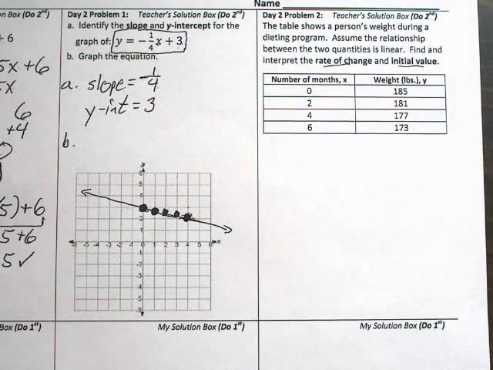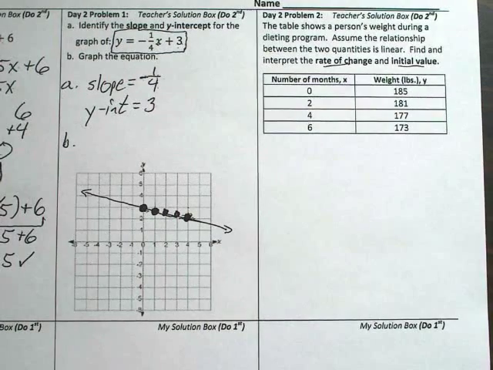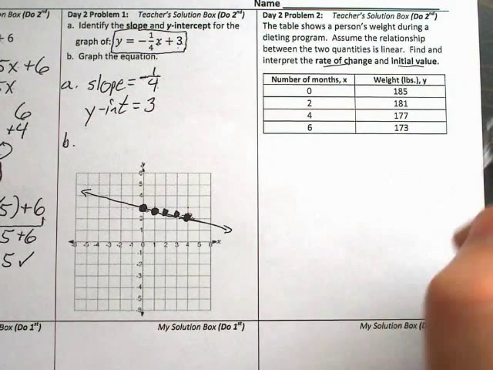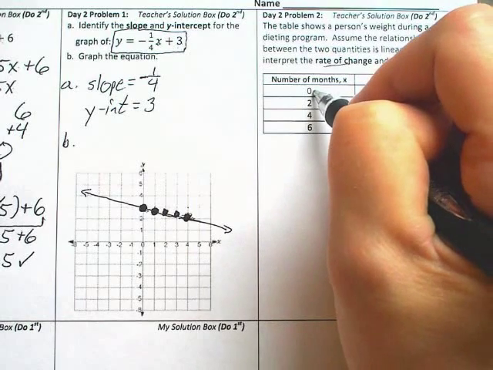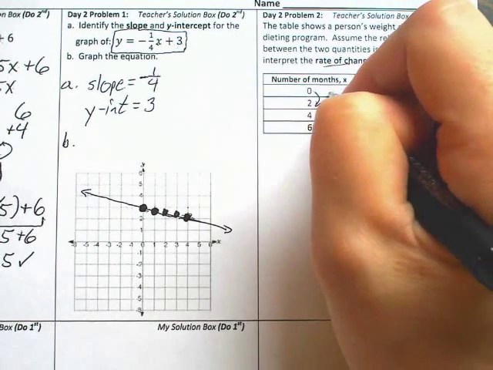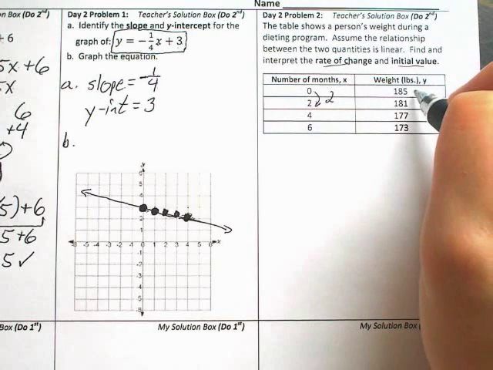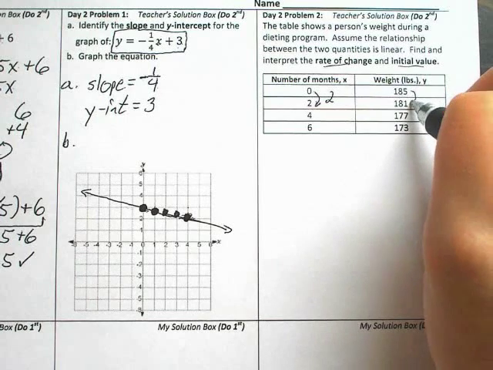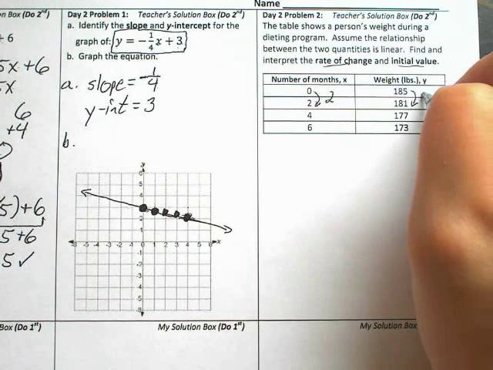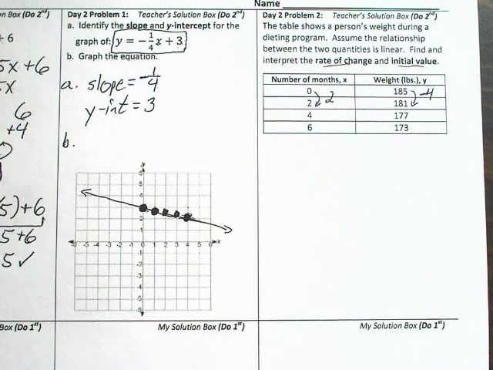Now, rate of change. How does the value of y change as the value of x changes? We're going to find this by looking at the rows. We can look at any 2 rows we want, but for instance, we might look at this row and this row. From 0 to 2, 2 months has gone by. And during that 2 months, the person's weight has gone from 185 pounds to 181 pounds. He has lost or decreased 4 pounds, negative 4.